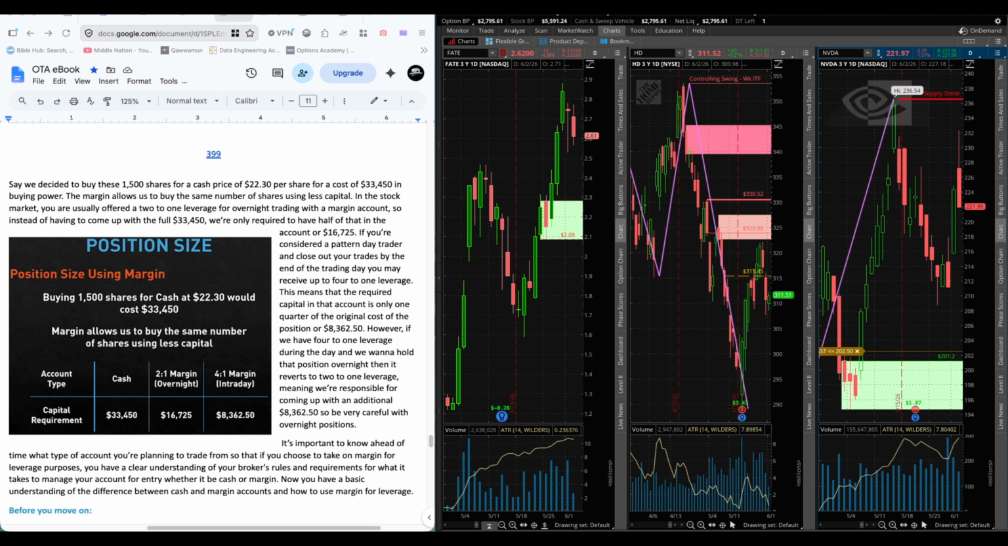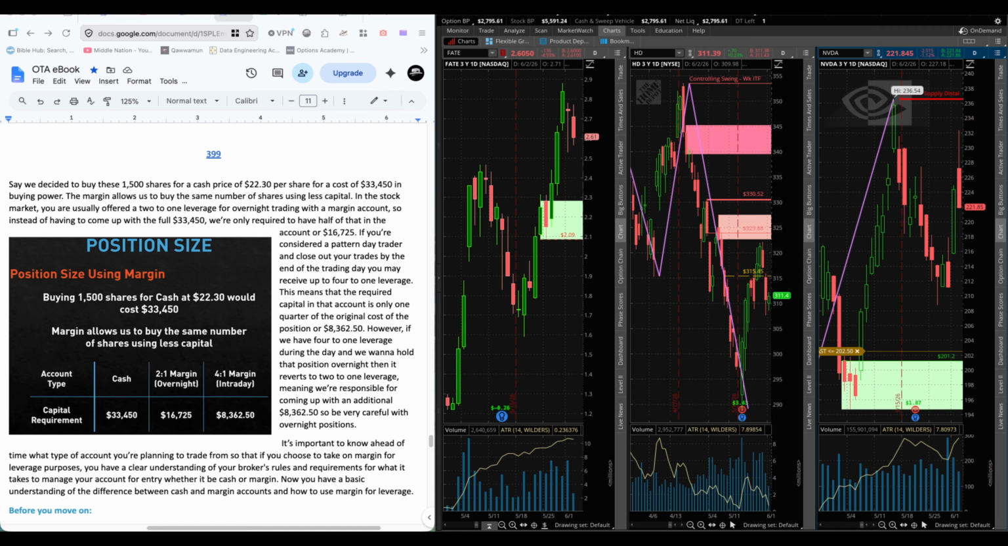However, if we have a 4-to-1 leverage during the day and we want to hold that position overnight, then it reverts back to 2-to-1 leverage, meaning we're responsible for coming up with an additional $8,362.50. So you need to be very careful with overnight positions if you're using leverage and margin accounts. It's important to know ahead of time what type of account you're planning to trade from, so that if you choose to take on margin for leverage purposes, you have a clear understanding of your broker's rules and requirements for what it takes to manage your account for entry, whether it be a cash account or a margin account.